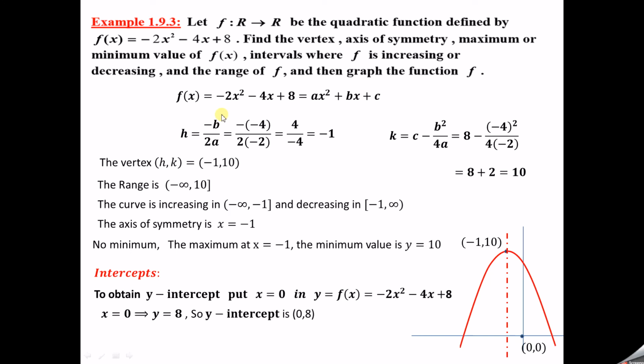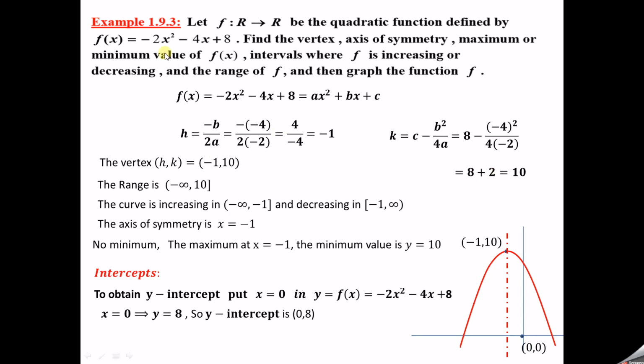h is equal to minus b over 2a. That is equal to minus b, the b value is minus 4, we keep there, over 2 times the a value, minus 2. And if we simplify, this will be plus 4 over minus 4 total, so h will be minus 1. And k is equal to c minus b square by 4a. This is the formula for k. The c value here is 8. 8 minus b square, that is minus 4 whole square, over 4 times a, which is minus 2. If we simplify, you will get 10. So h is minus 1, k is 10. So the vertex is (h, k), which is (minus 1, 10).